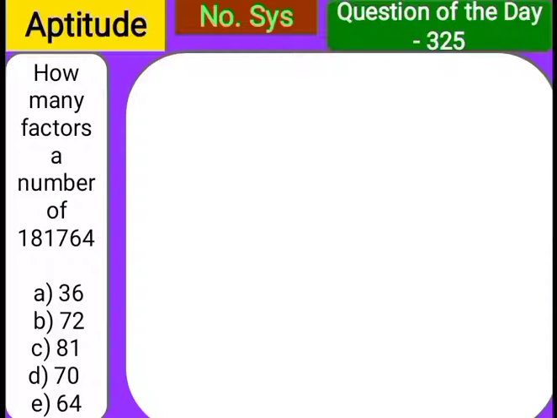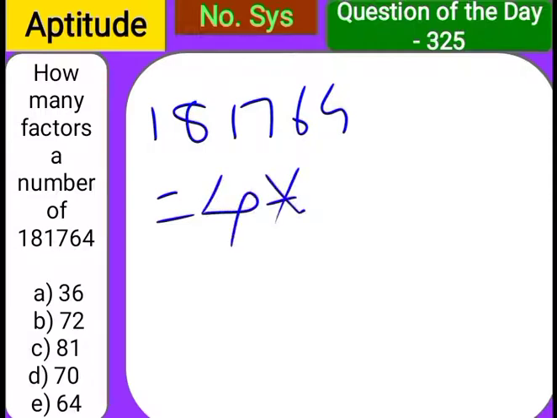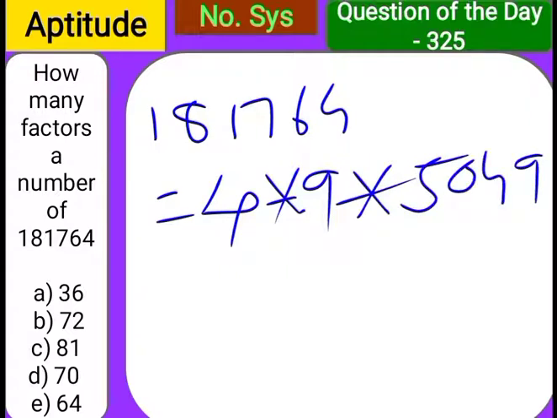Observe carefully. The number is 181764. How can we write this? Try to divide it by 4 as well as 9. 9 fours are 36, and 36 into it becomes 5049.